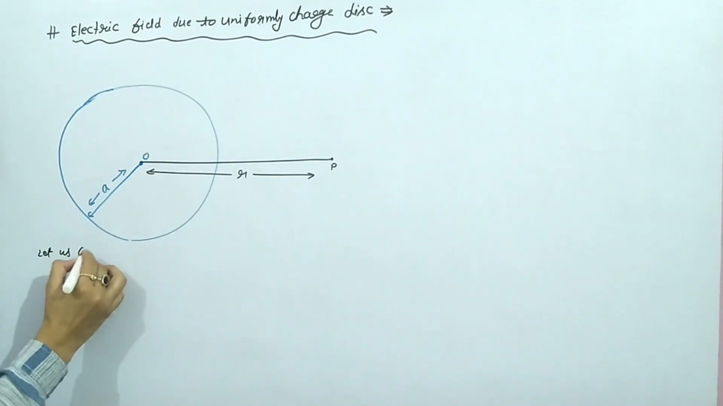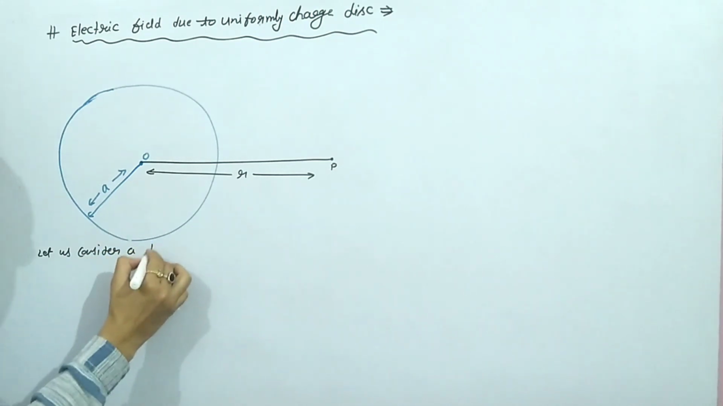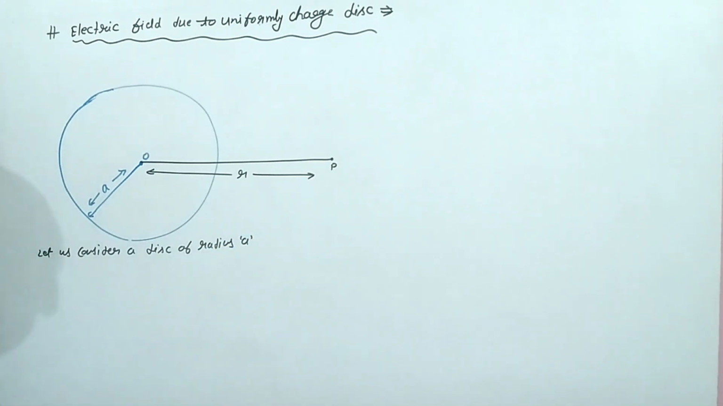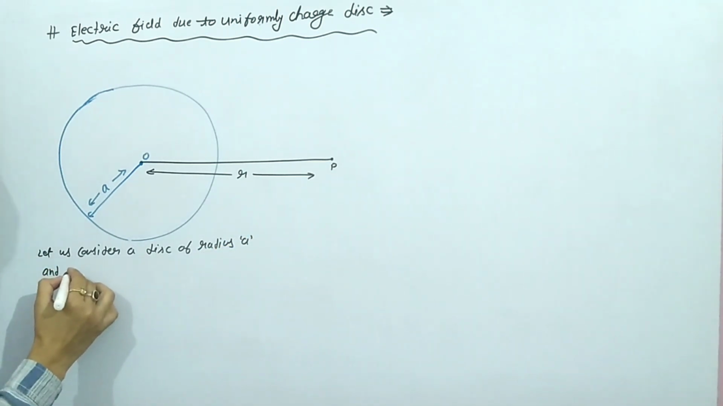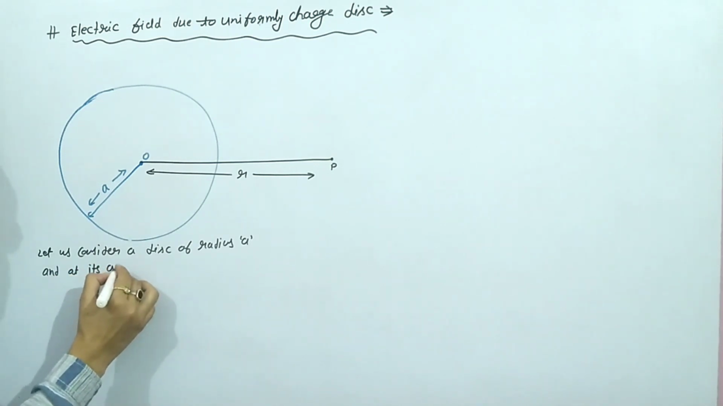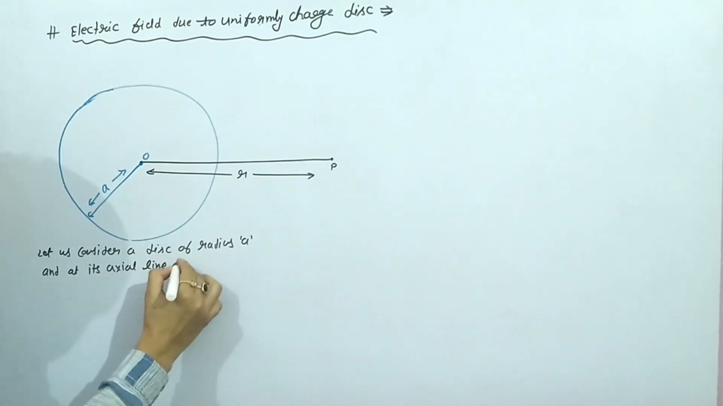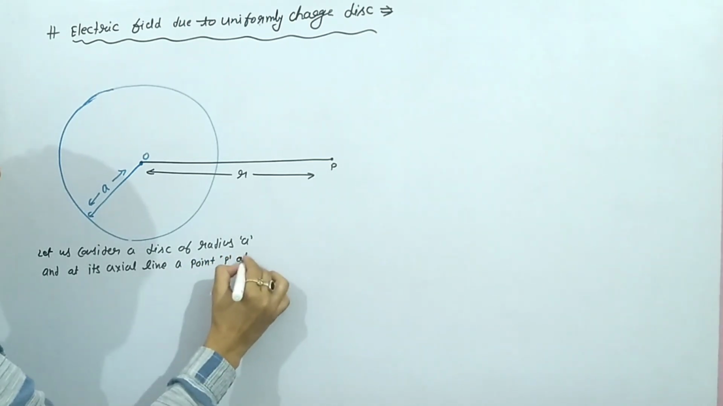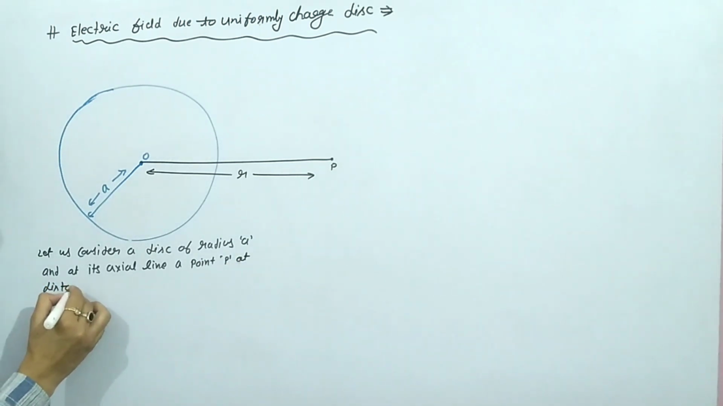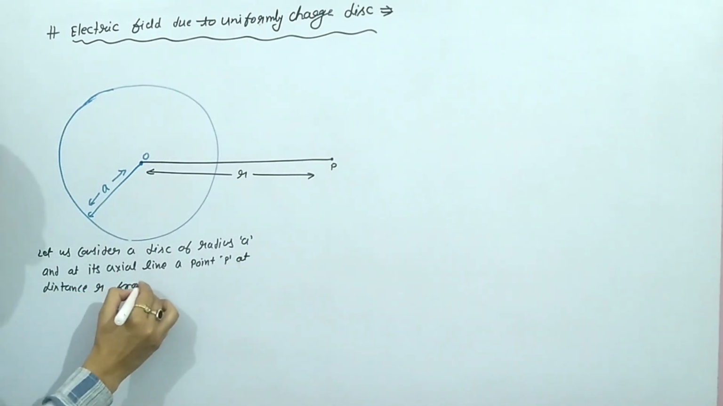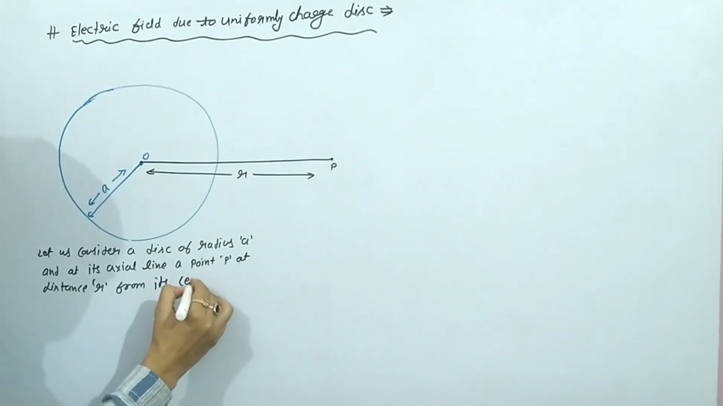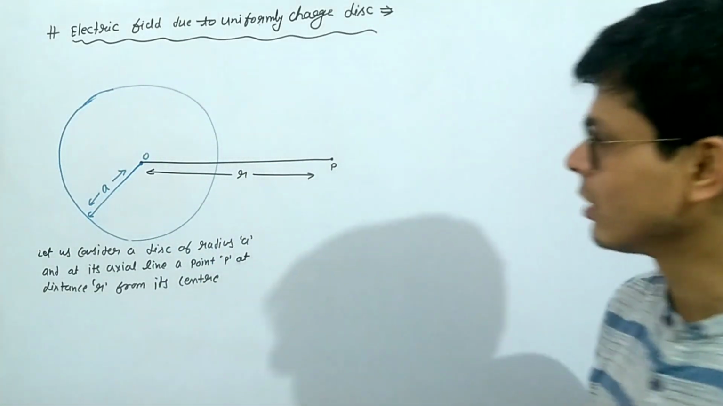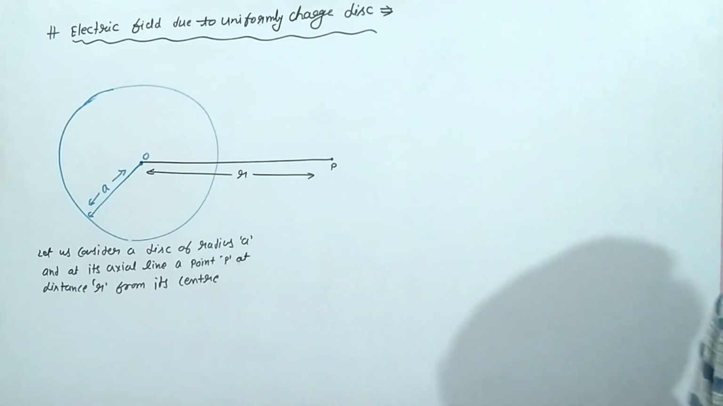Let us consider a disk of radius a, and at its axial line a point P at a distance R from its center. So here our task is to find out the electric field due to this disk.